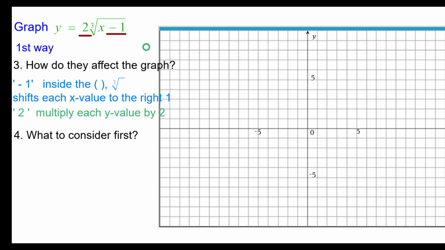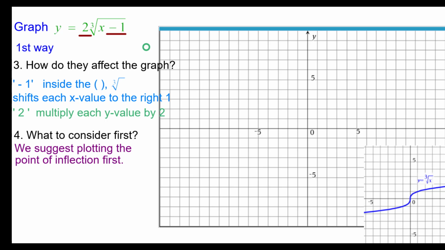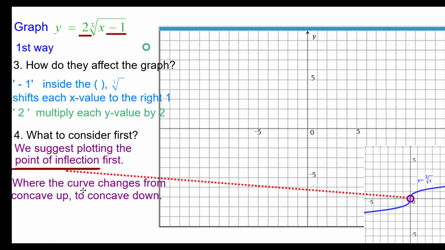But what do we consider first? Well, we suggest plotting the point of inflection first. The point of inflection is right here, normally at the origin on the cube root parent function. And that's the point of inflection because that's where the curve goes from a smile to a frown. It changes concavity. That's called a point of inflection. Normally it's at the origin, as I said.